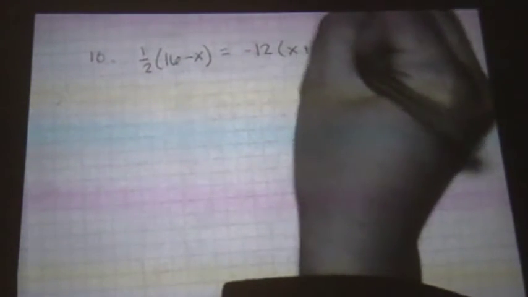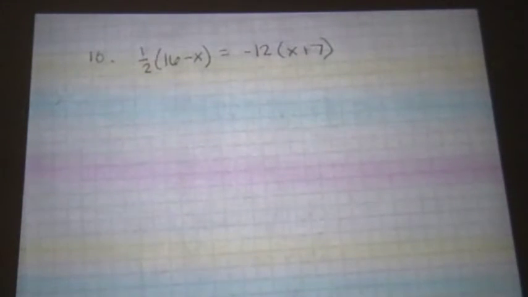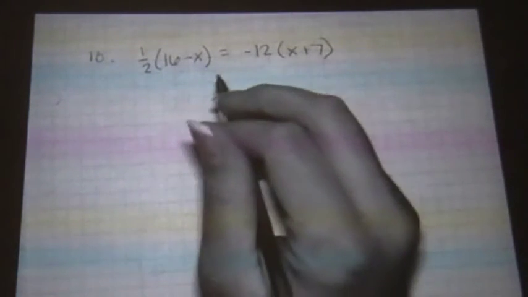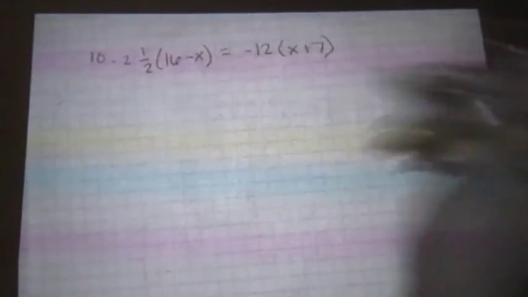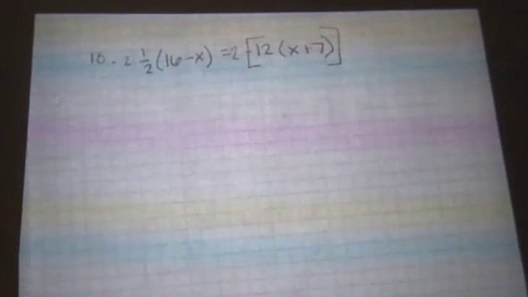So finally, we're going to look at problem number 10. Number 10, we have one half, and then in parentheses, 16 minus x, equals negative 12 times the quantity x plus 7, and that's inside parentheses. So the first thing I want to do again is get rid of my fraction. So I'm going to multiply by the denominator. Whatever I do to one side, I've got to do to the other side. Since I've got a parentheses already, I've got to make that a bracket.